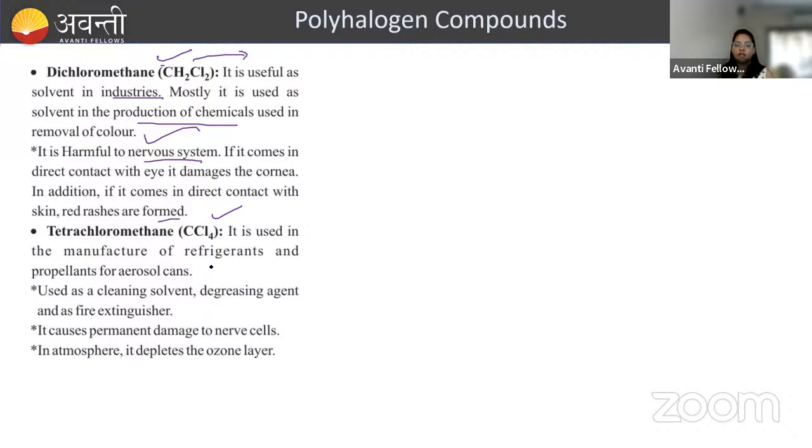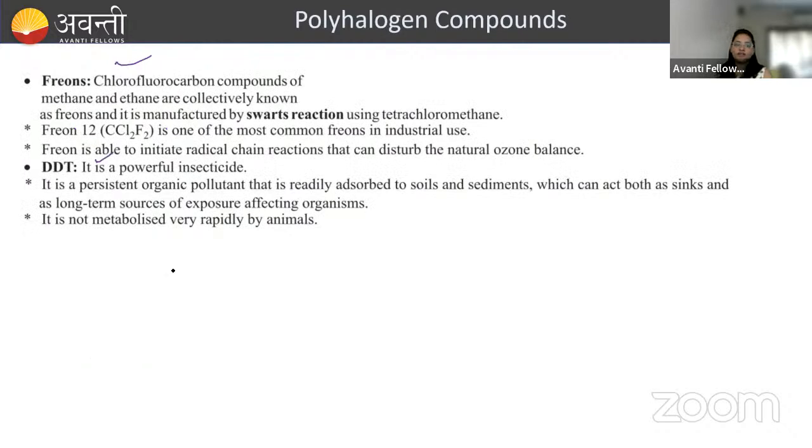Tetrachloromethane is again a very good substance which is used in the manufacture of refrigerants and propellants of aerosol cans. It is used as a cleaning agent. It is used in fire extinguishers. So there are several uses of tetrachloromethane. Next, freons. You know freons, right? Freons means chlorofluorocarbons. They are collectively compounds of methane and ethane, and freons are manufactured by using the Swarts reaction.